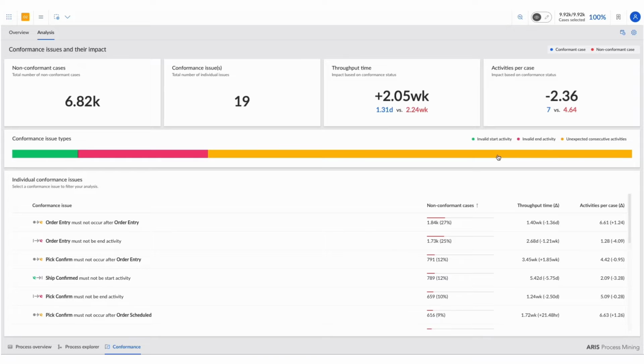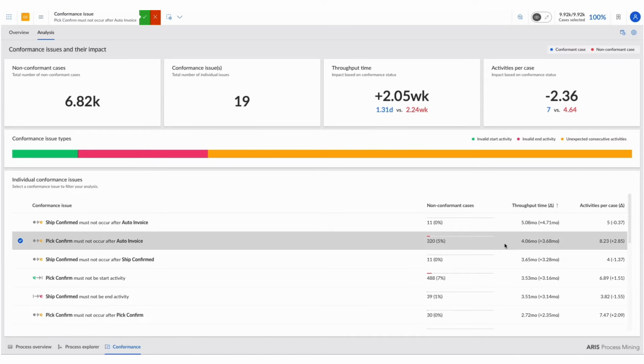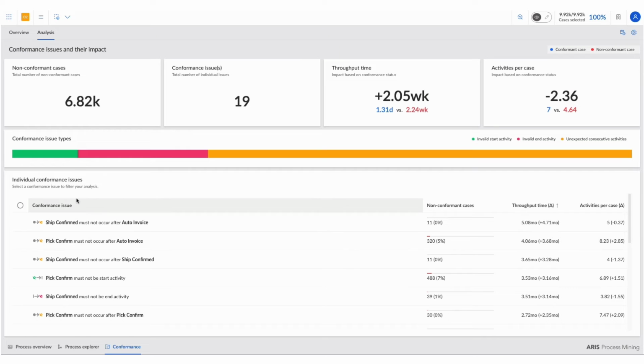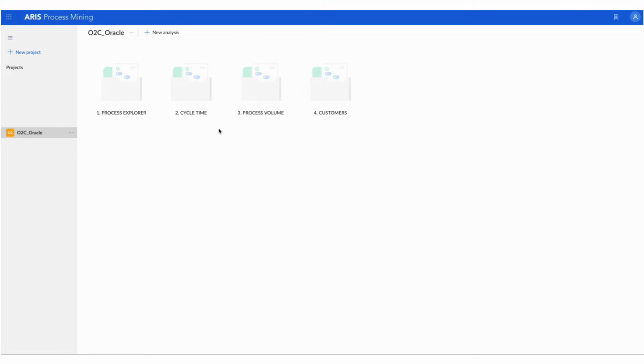We can see most of the issues are caused by the order of activities. Let's check which conformance issues affect the most. For example, pick confirm activity occurred after auto-invoice for 320 individual cases, and the throughput time increased by 3.68 months for those. By only fixing this issue, overall performance can be enhanced 56% and have an average throughput time of 0.8 week. Let's jump into another analysis, cycle time.